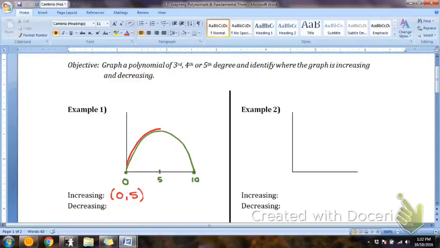So if we're increasing from 0 to 5, what do you think is happening from 5 to 10? Decreasing, right? So this is where you would switch highlighters with your neighbor. Okay, we are decreasing from 5 to 10. Notice we're using the x-axis to mark where it's increasing or decreasing, right? I didn't talk about anything up on the y-axis. If that was like an 8, I didn't reference that at all. I'm only looking at the x-axis.